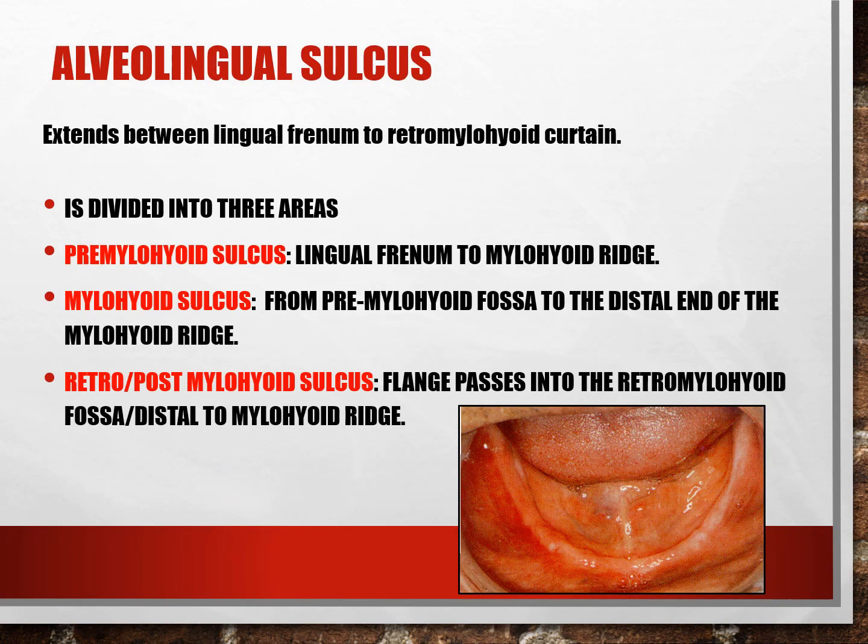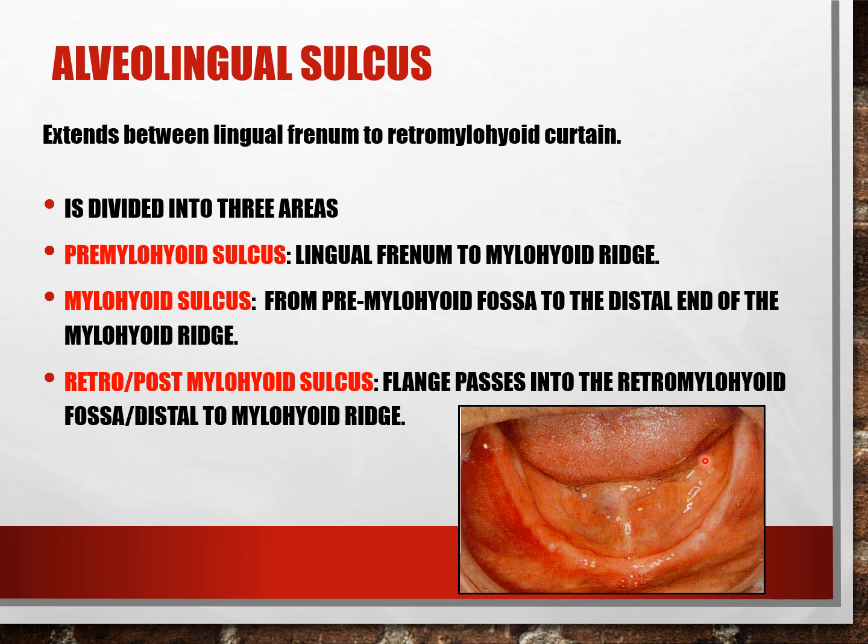So coming to alveolingual sulcus. The alveolingual sulcus extends from the lingual frenum to the retromylohyoid curtain here. So this extends completely, and we have it on the right side and the left side. This complete thing is your alveolingual sulcus. So how do we divide this area? This area is divided into three by the mylohyoid muscle as pre-mylohyoid sulcus, mylohyoid sulcus, and the retromylohyoid or post-mylohyoid sulcus.